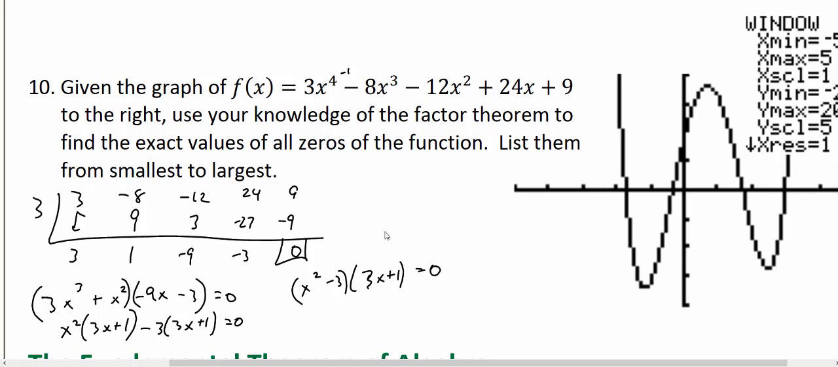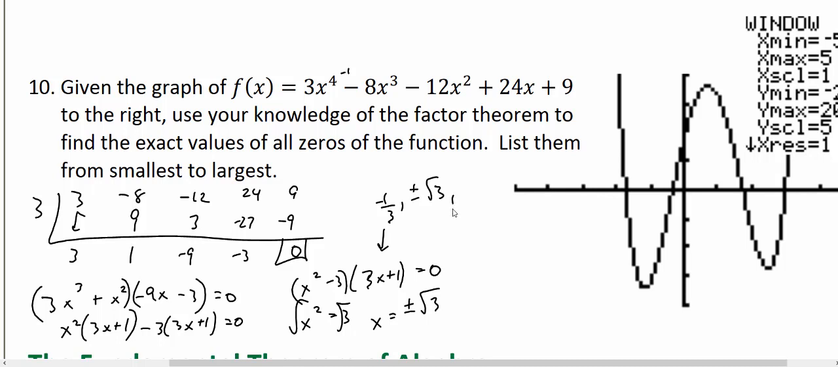I take each of these individually. This answer here is going to be negative 1/3, right? This one here is going to be weird, but it's going to be x squared equals 3 because I add the 3 over. Then I square root it. And when I do that, I get x equals plus or minus the square root of 3. So negative 1/3 is an answer. Plus or minus the square root of 3 is an answer.